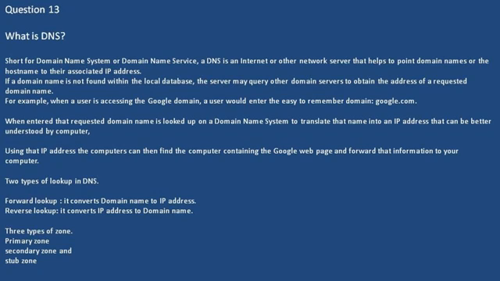to your computer. Two types of lookup. In DNS forward lookup, it converts domain name to IP address. Reverse lookup, it converts IP address to domain name. Three types of zone: primary zone, secondary zone, and stub zone.